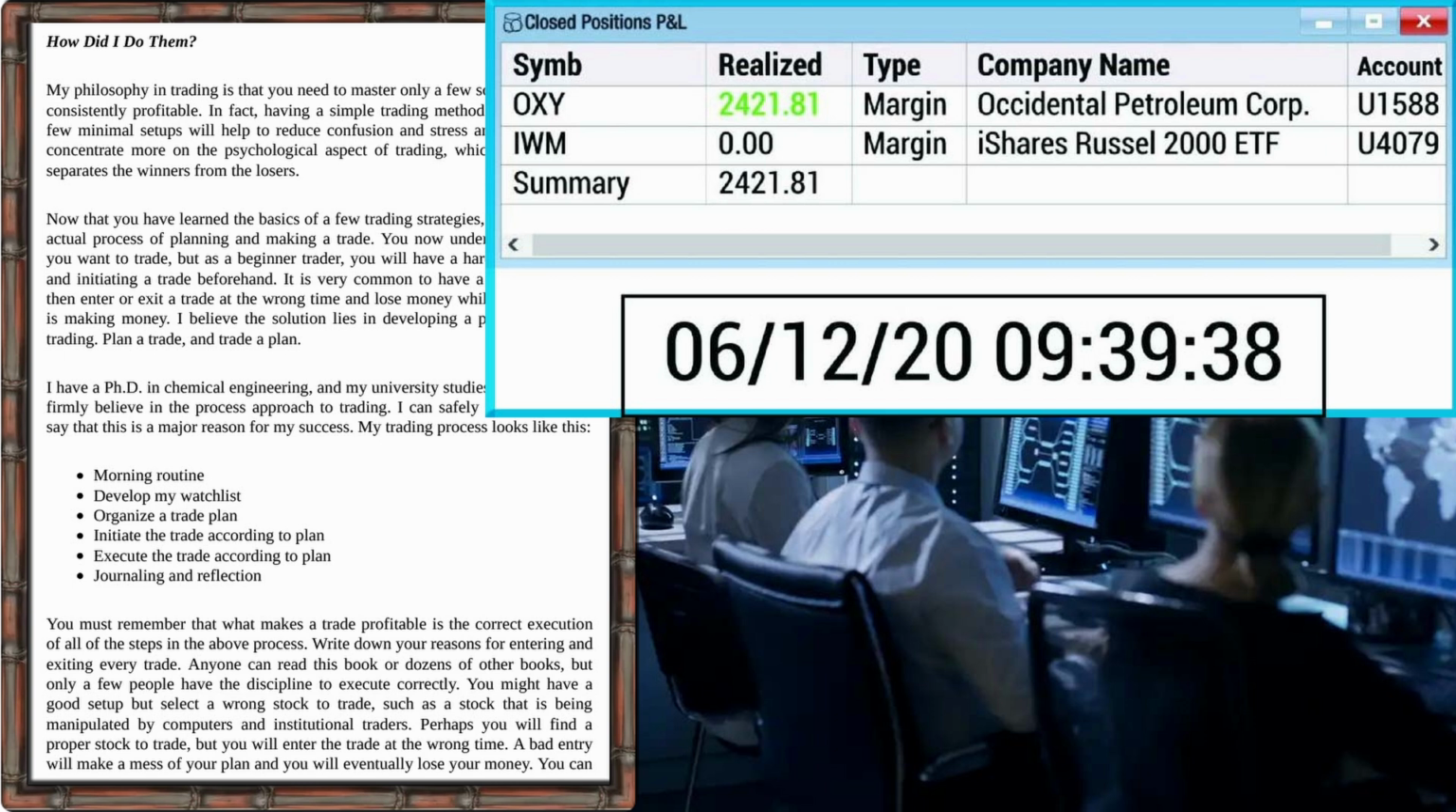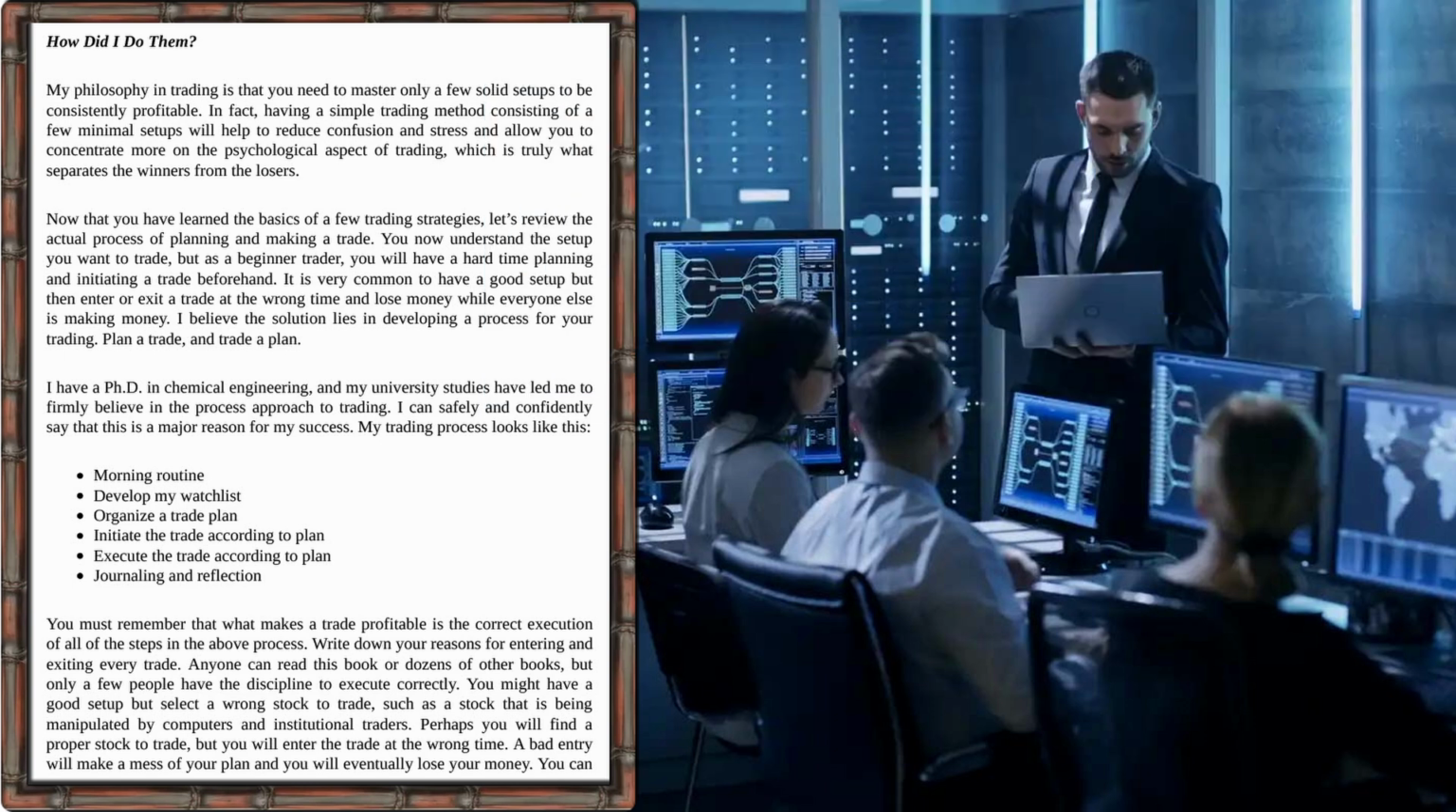My philosophy in trading is that you need to master only a few solid setups to be consistently profitable. In fact, having a simple trading method consisting of a few minimal setups will help to reduce confusion and stress and allow you to concentrate more on the psychological aspect of trading, which is truly what separates the winners from the losers. Now that you have learned the basics of a few trading strategies, let's review the actual process of planning and making a trade.